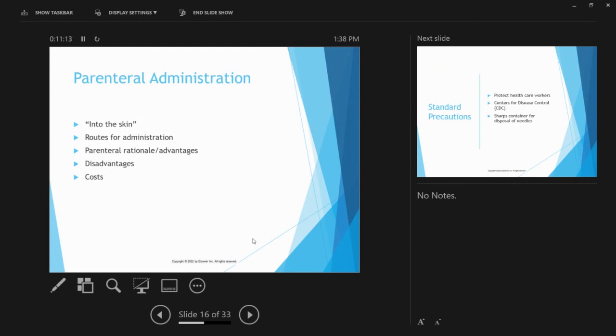Drugs given parenterally are given for the following reasons. They cannot take the drug orally, they need a drug that can act quickly, the drug needed may be destroyed by gastric enzymes, a steady blood level of the drug is needed, and the drug is not available in an oral form.